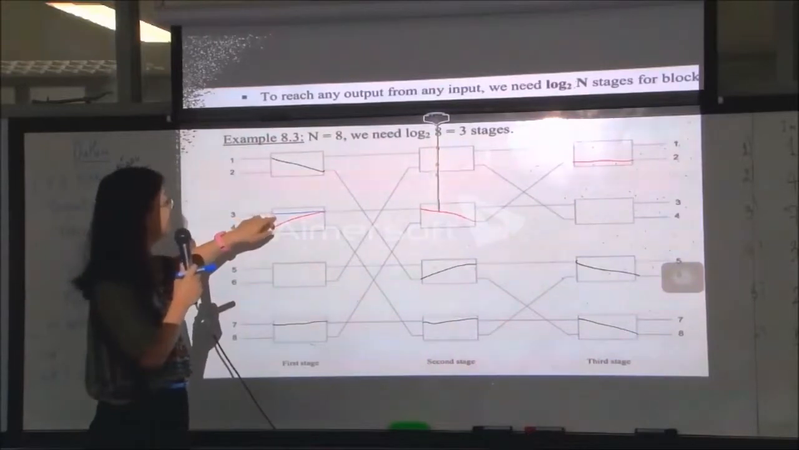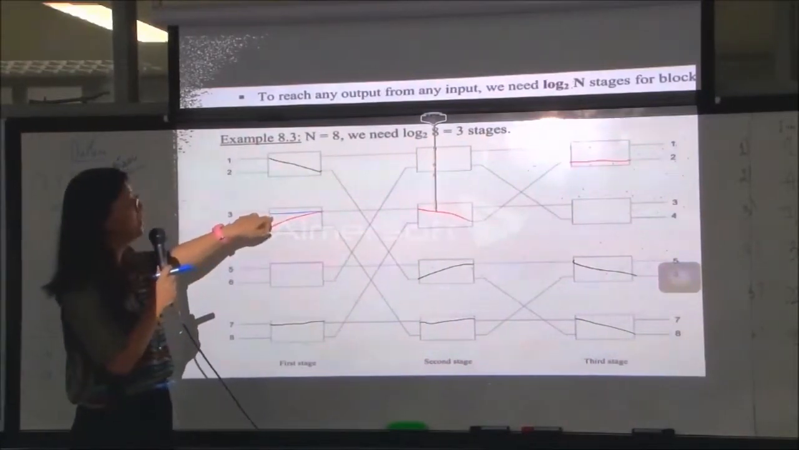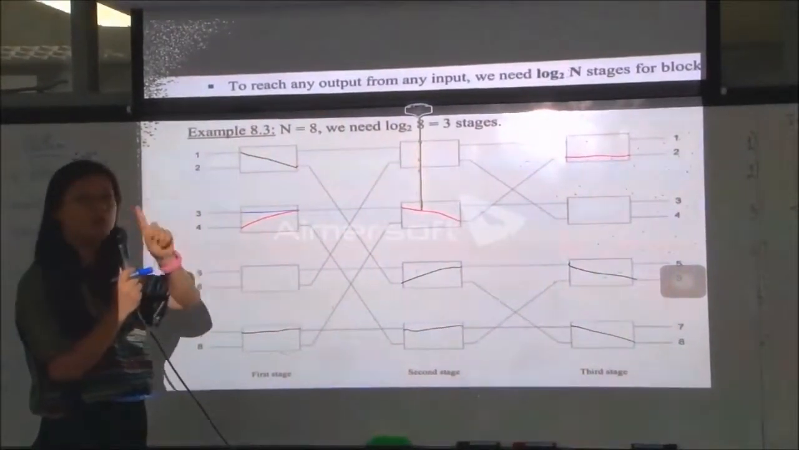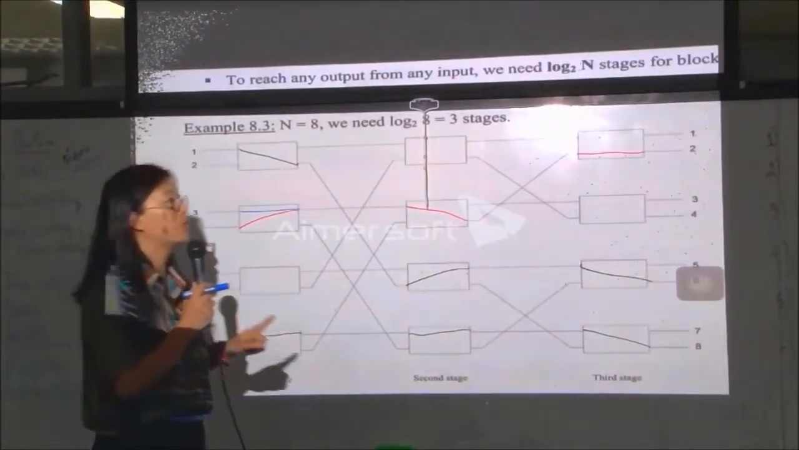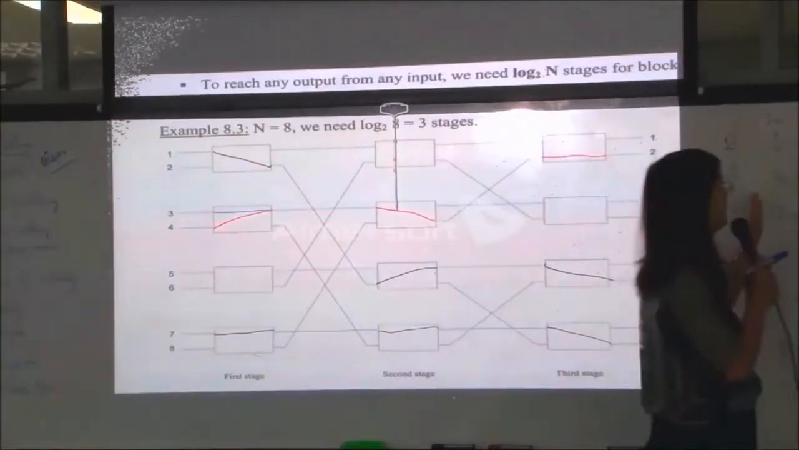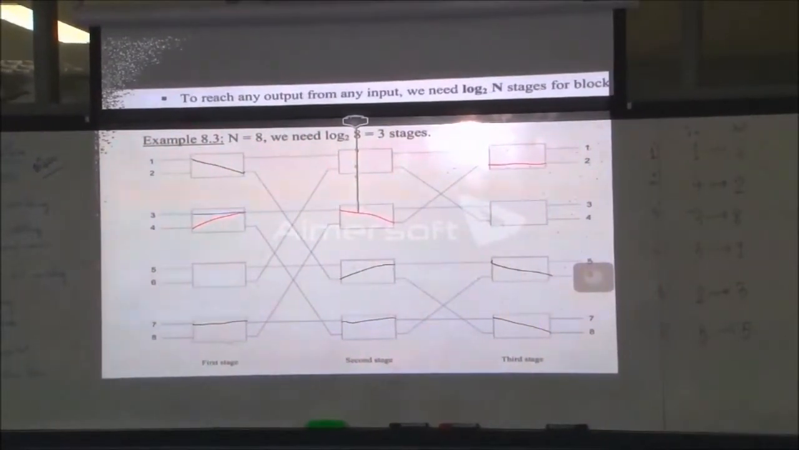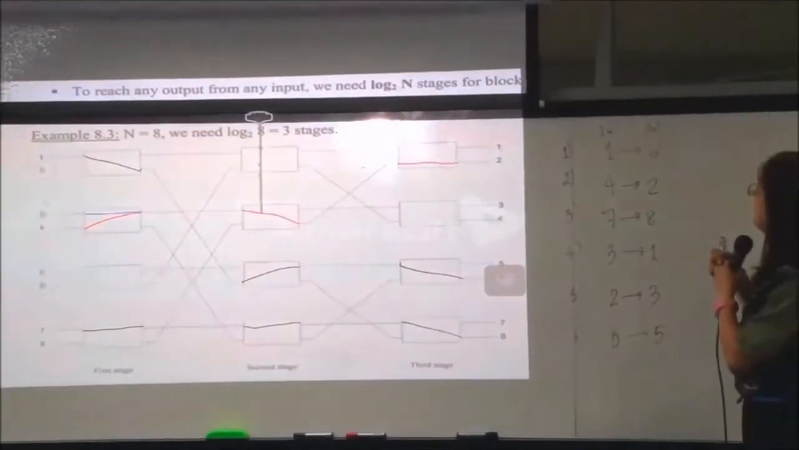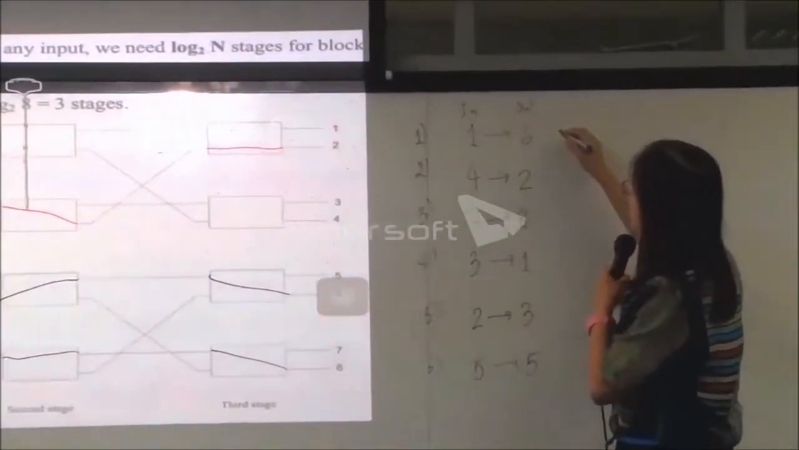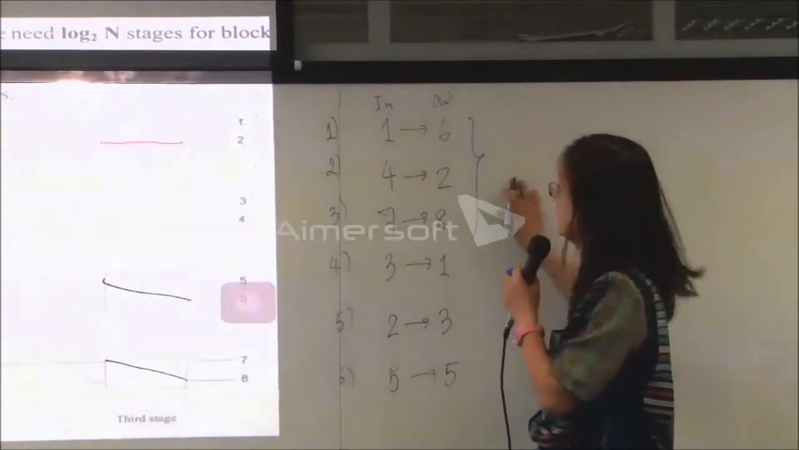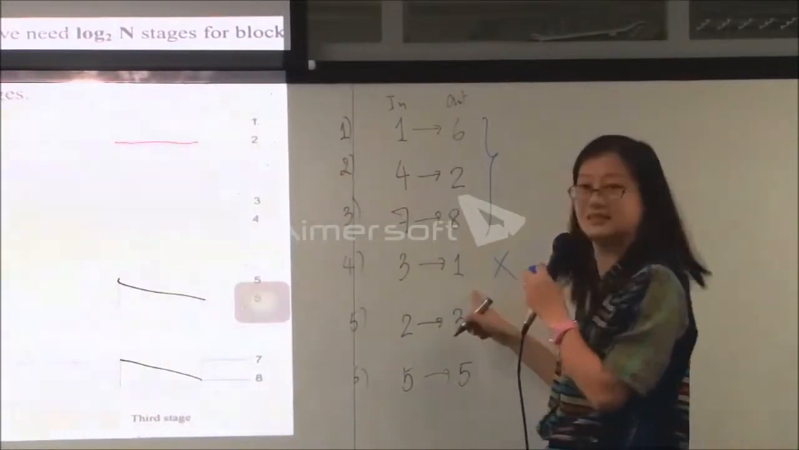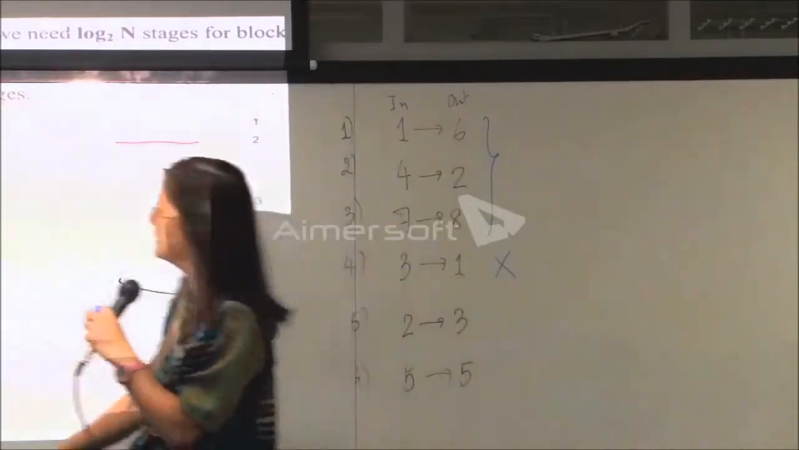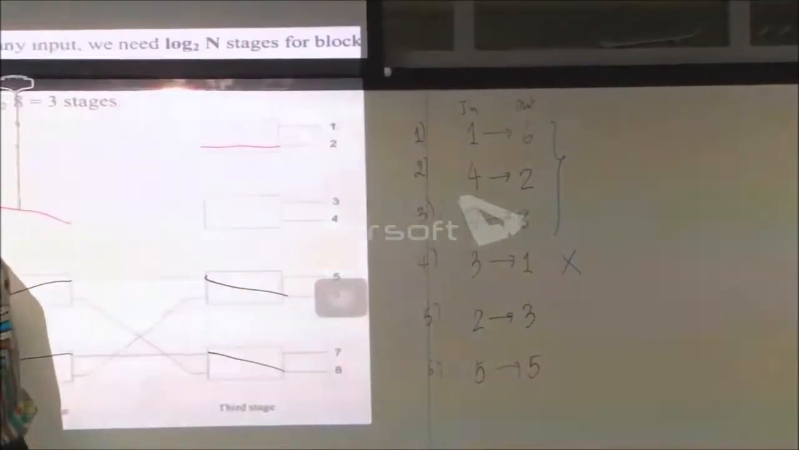Okay, so this is not possible. This means that you cannot do 3-to-1. You cannot connect 3-to-1 if you are already connecting these three. If you are already connecting these three before, then you cannot do this. You cannot do 3-to-1, okay? Because this one, you cannot make this connection.